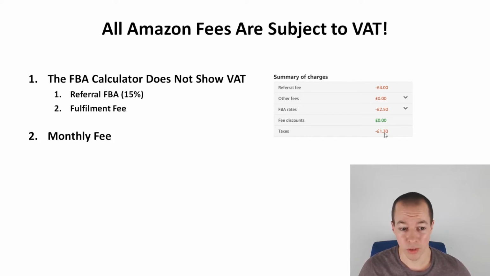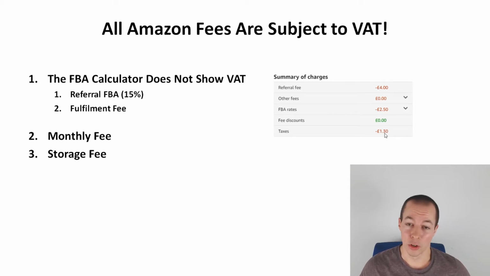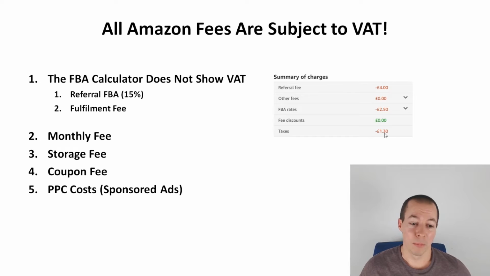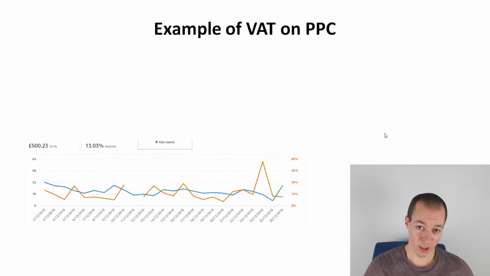Other examples of the fees that it could be applicable to with Amazon: you've got your monthly seller fee, which is £30, and that's £25 plus VAT. You've got your storage fees, which are monthly storage fees now, coupon fees, and PPC costs as well, which I found surprising. So I'm going to show you the PPC cost and how I discovered they were VAT applicable on the next slide. This is what I found out.